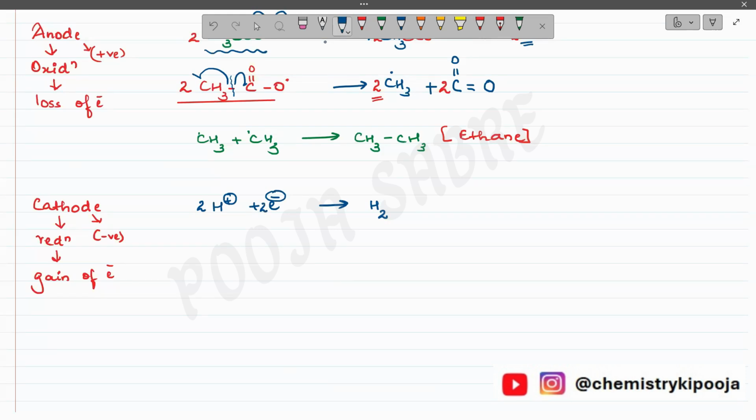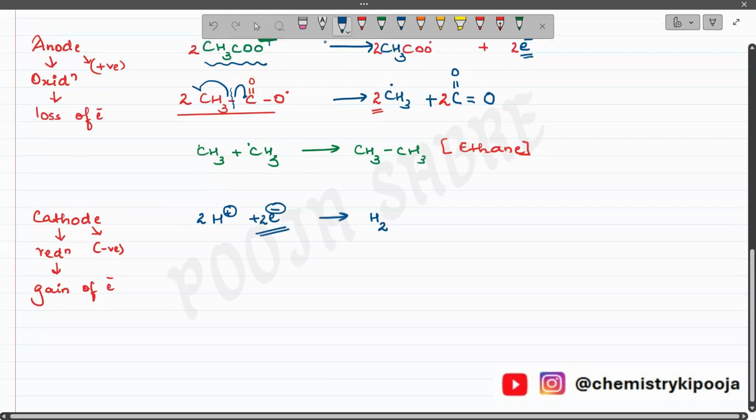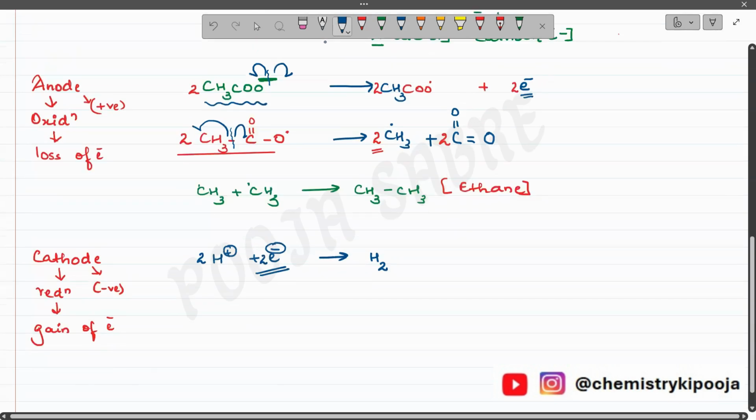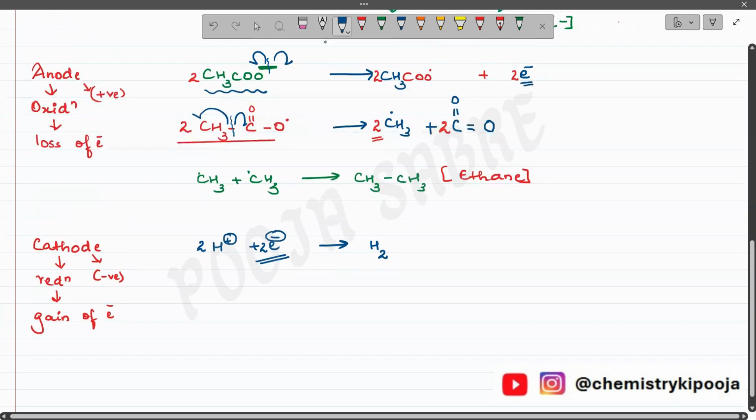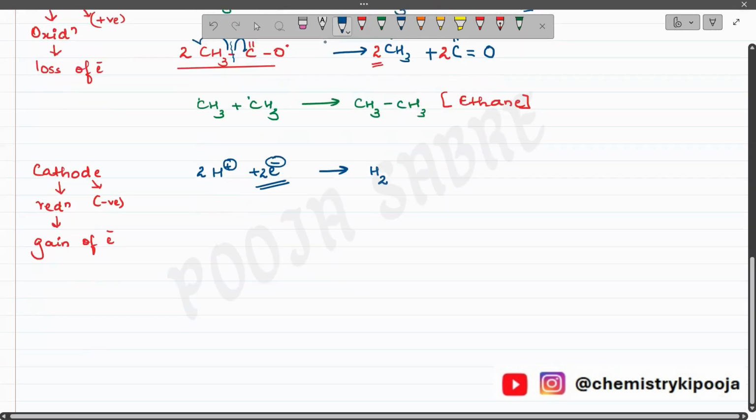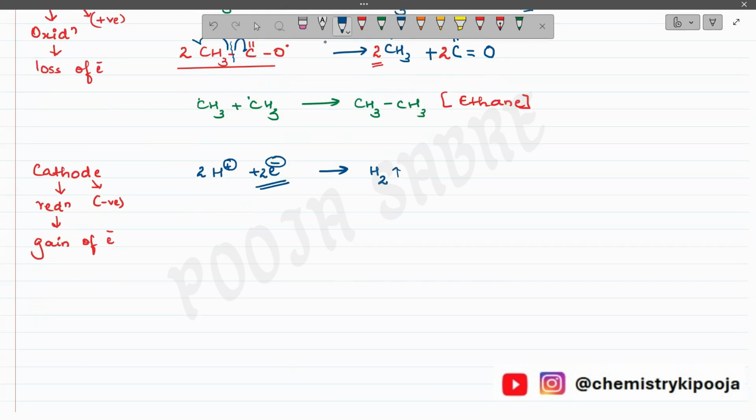And always remember, the electrons which are formed at anode, that many electrons you need to use at cathode. Clear? Okay. So this is the reaction at cathode, and I can see hydrogen gas is released.